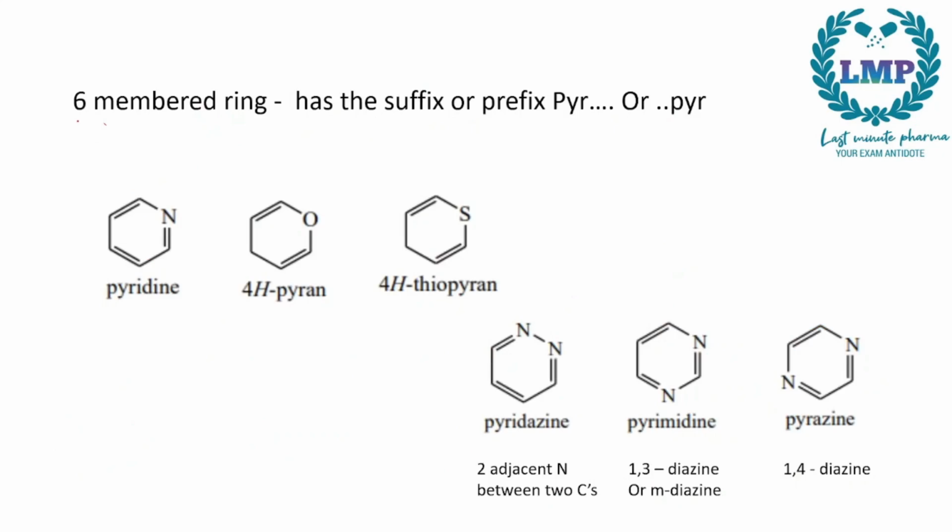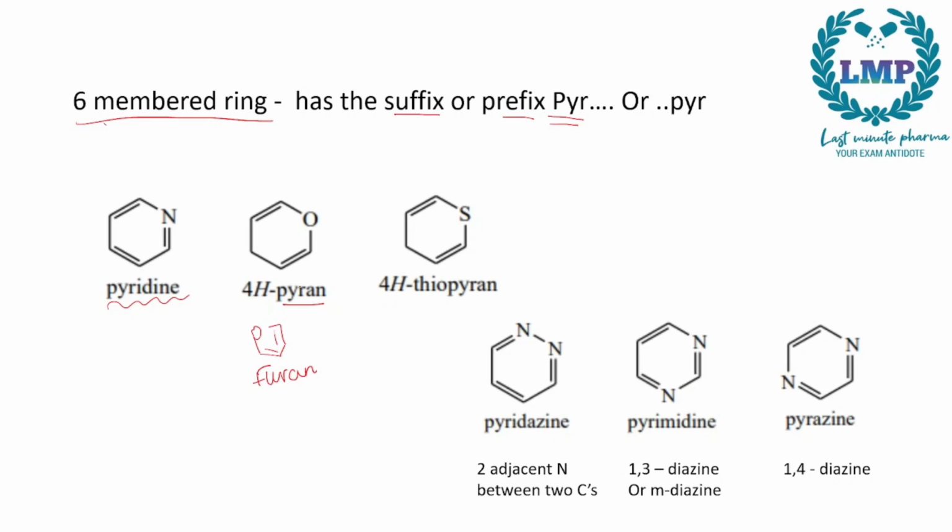Next we have six-membered rings. In the six-membered rings, it will either have the suffix or the prefix of PYR. A single nitrogen containing ring, we will call a pyridine. A six-membered ring with an oxygen, we will call a pyran. Remember, a five-membered ring with an oxygen was named furan.